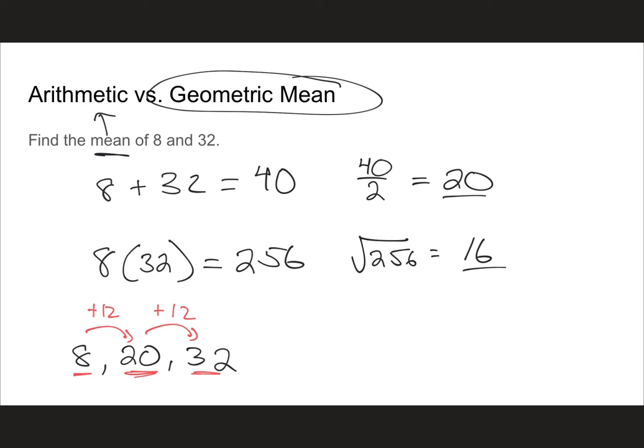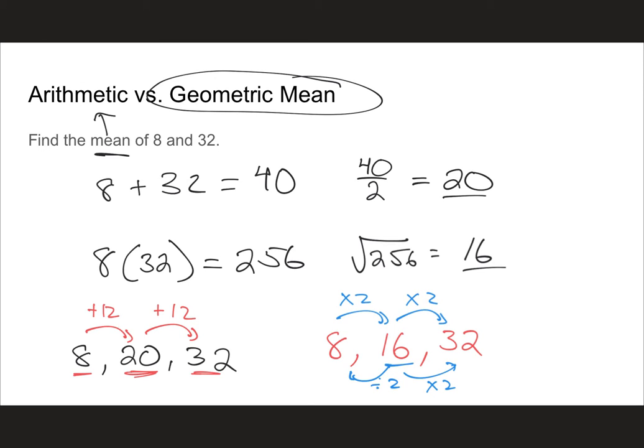But with the geometric mean, 8, 16, and 32, we have something a little different. 8 times 2 is 16. 16 times 2 is 32. So from the geometric mean, we can multiply by 2 to get the upper extreme. We can divide by 2 to get the lower extreme.